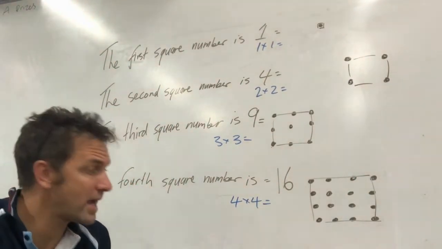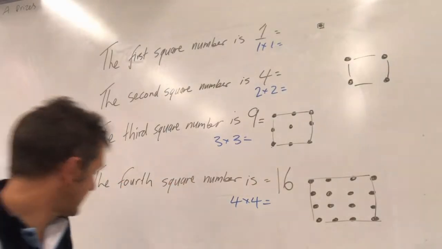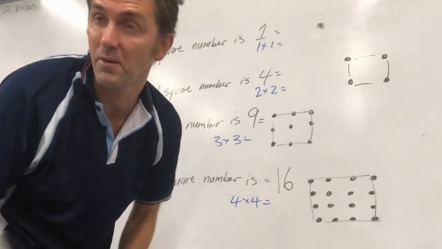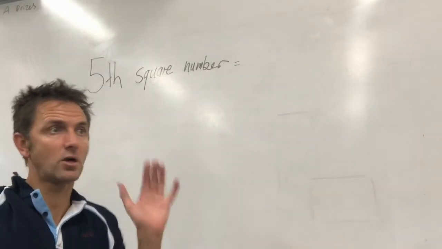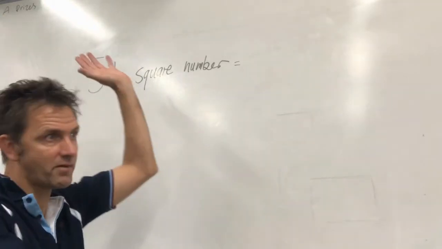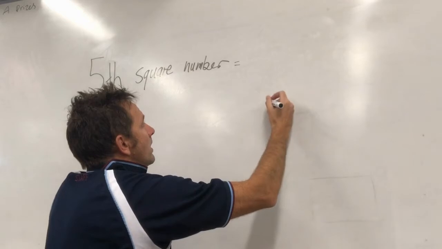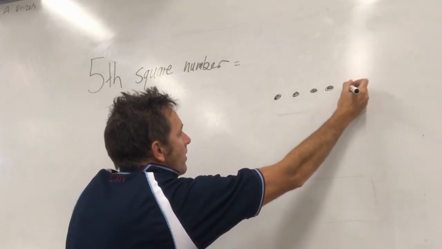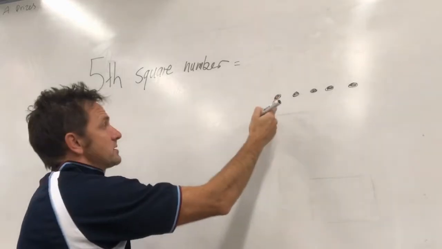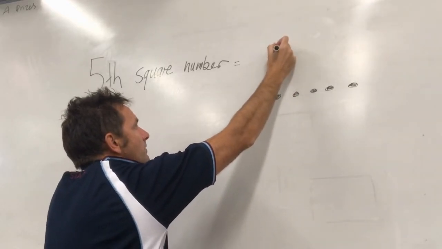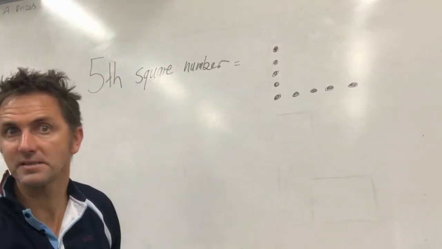Let's do the next square number. I'm going to rub this out. See if you can work out what it is. The fifth square number. How many dots across? 5. How many dots up? 5. So 5 across, 5 up. 1, 2, 3, 4, 5. Fill out the rest of the square.